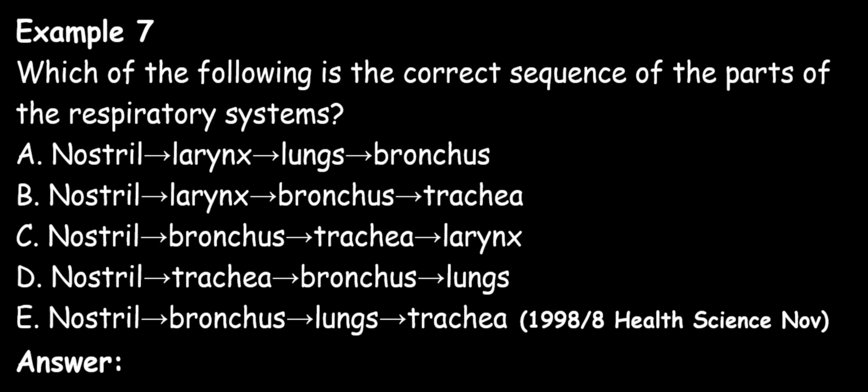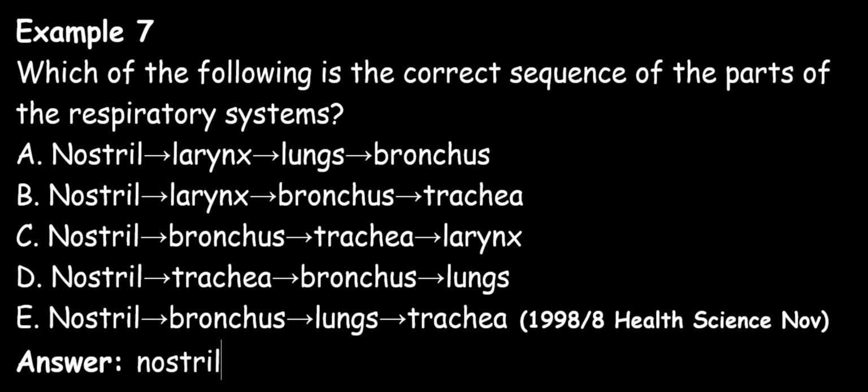Our next question says, which of the following is the correct sequence of the parts of the respiratory system? A, nostril to larynx to lungs to bronchus. B, nostril to larynx to bronchus to trachea. C, nostril to bronchus to trachea to larynx. D, nostril to trachea to bronchus to lungs. E, nostril to bronchus to lungs to trachea. The answer to this question is D.